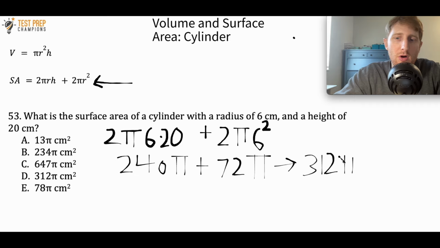Now over here in all of the answer choices, we see that we have pi left in the answer choices, which makes our life easier. If we didn't see this pi in the answer choices, you would just do 312 times 3.14. But in this case, it's simple to proceed because we don't have to actually multiply by 3.14. So 312 pi is the answer here.